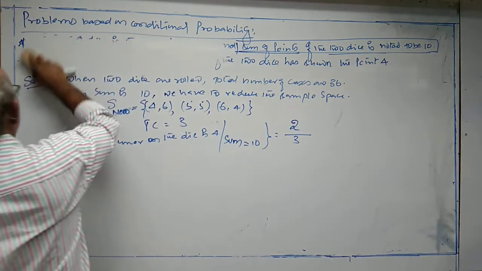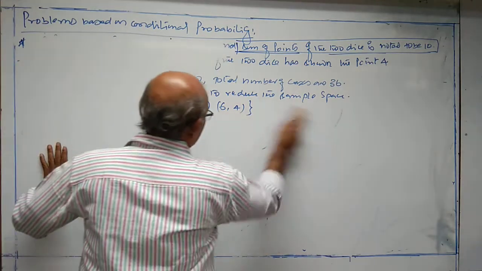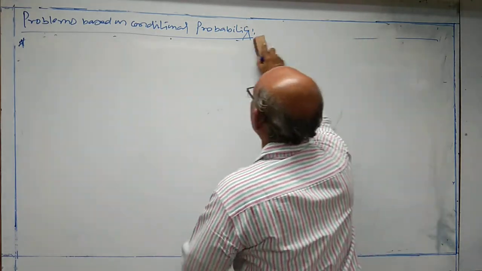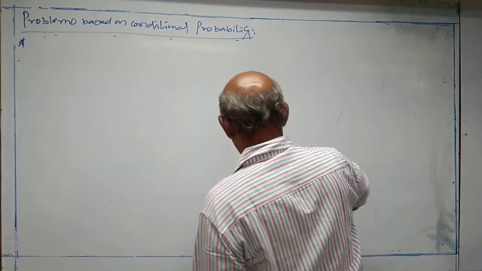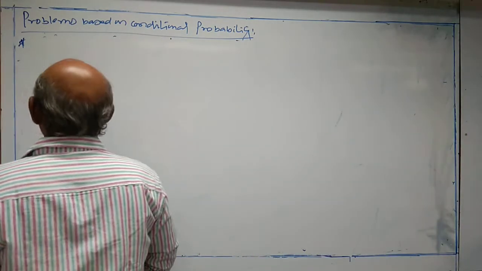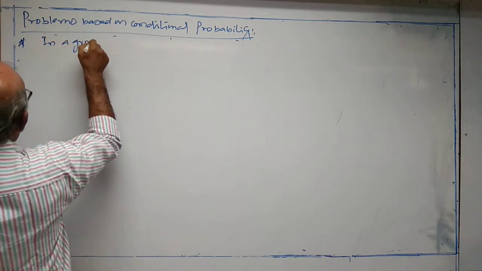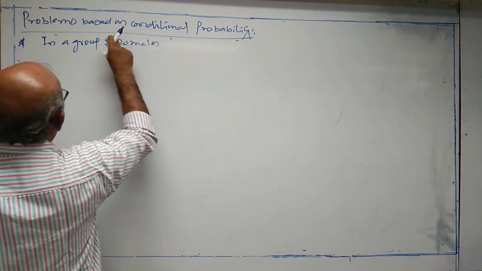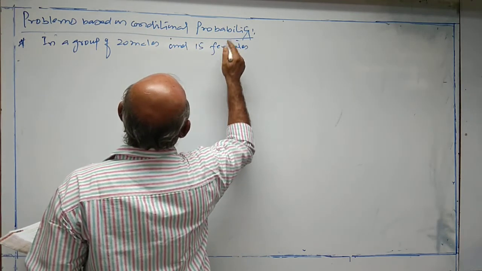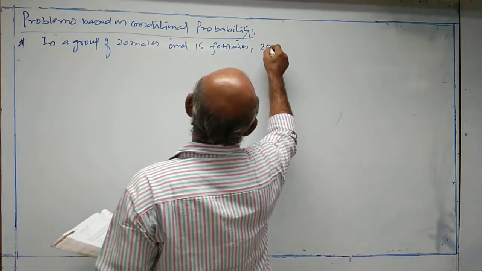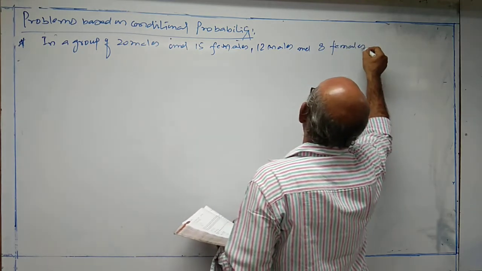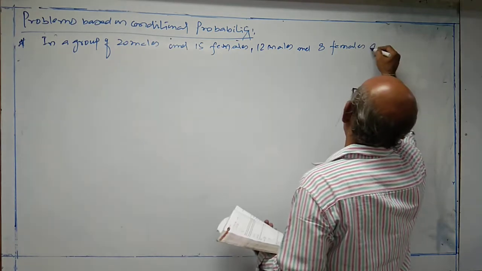Let's see the next question on this. In a group of 20 males and 15 females, 12 males and 8 females are service holders.